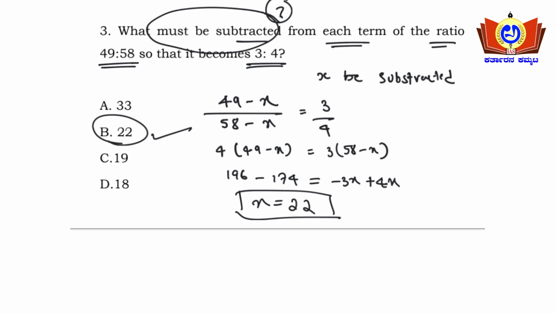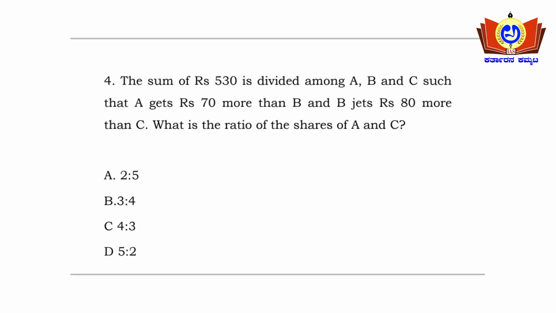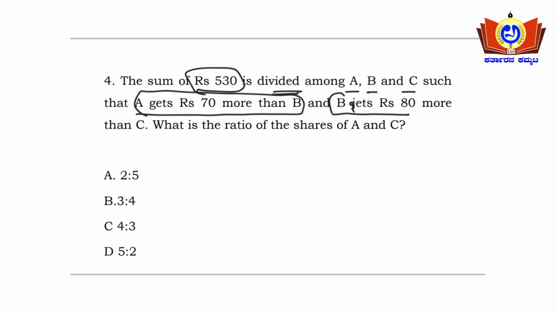So moving on to the next question. The sum of rupees 530 is divided among A, B and C such that A gets 70 more than B. Okay, this is the first statement. And B gets 80 more than C. So what is the ratio of shares of A and C?